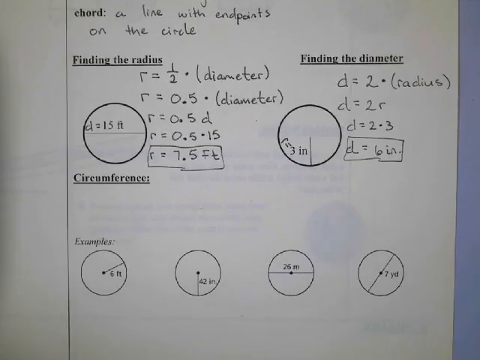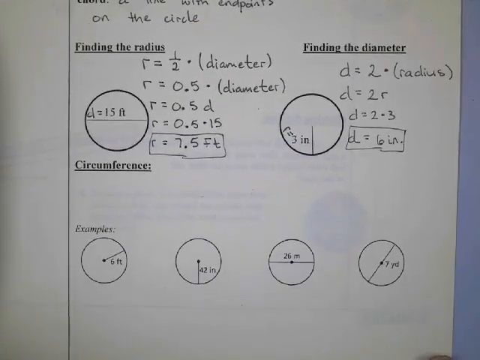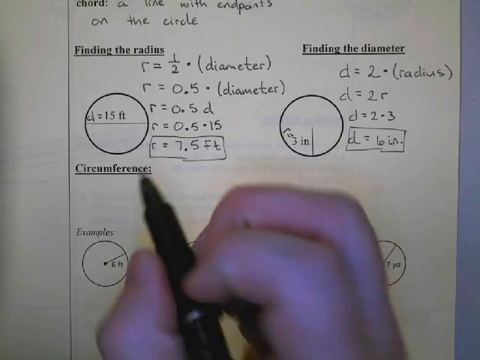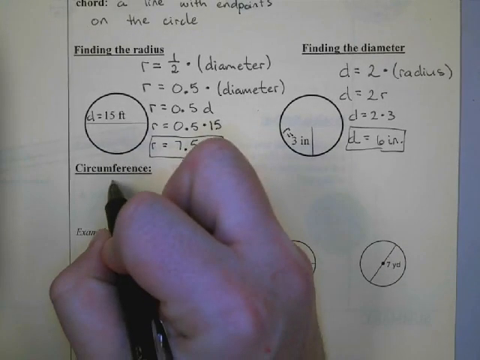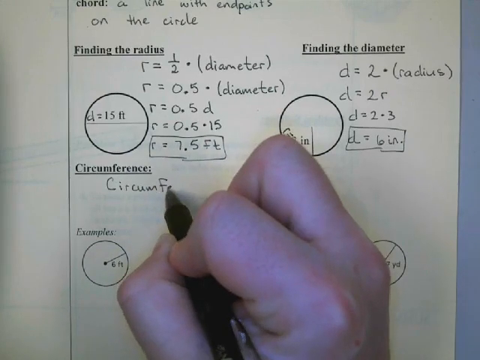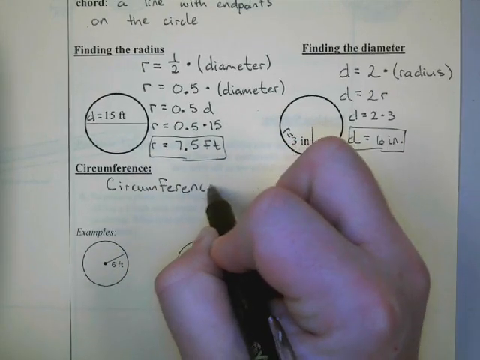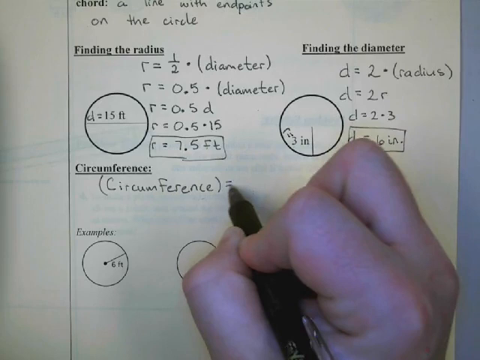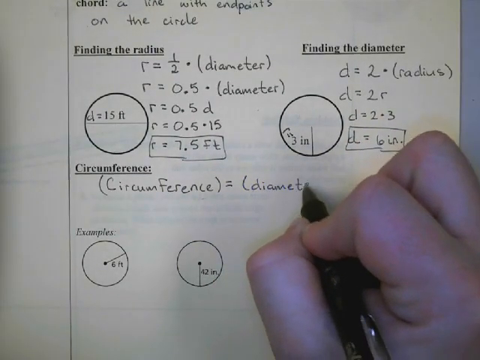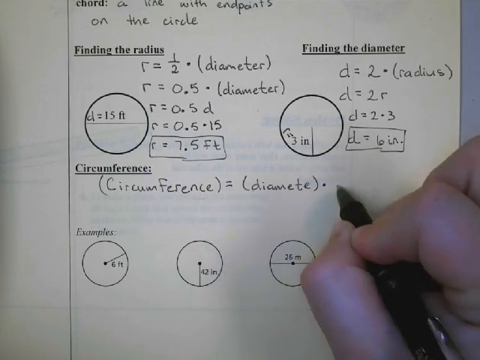On the next section, we're going to try to find the circumference. So we need to know how to find a diameter to be able to find a circumference. So we're going to use the equation: circumference is equal to diameter times pi.